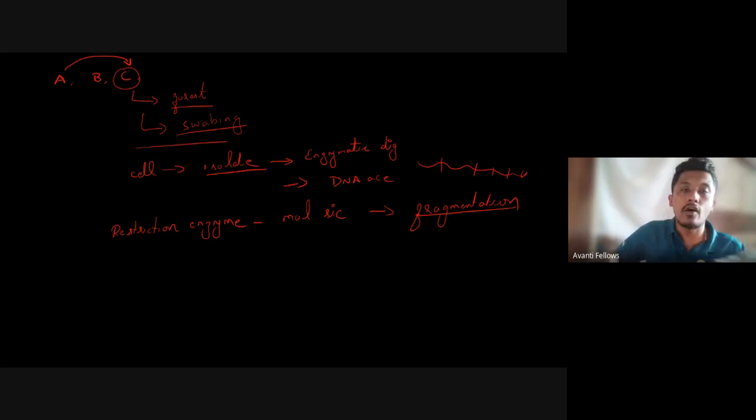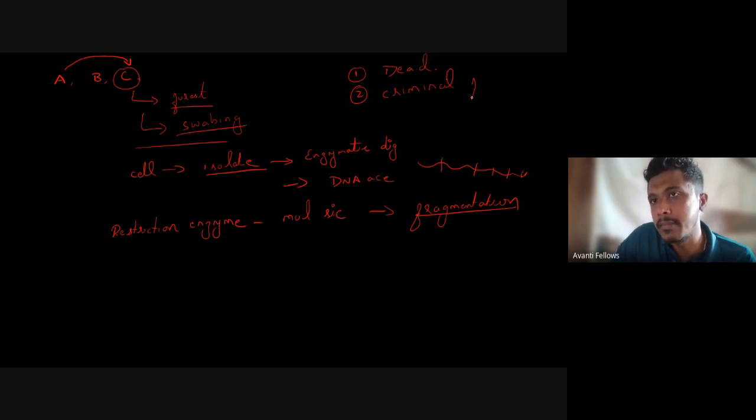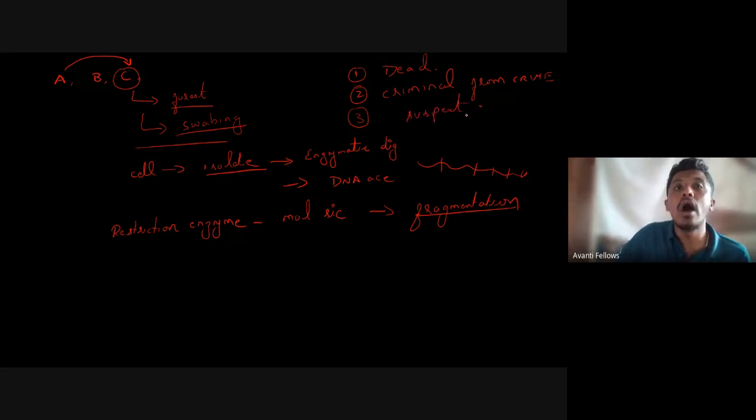Just imagine, we have gone through this process: cell isolation, enzymatic digestion, and we have the DNA, and then you fragment the DNA. For whose DNA are you doing this? That is a very important question. First, we have the dead person's DNA, and second, we have the criminal's DNA from the crime site. Next, we have a suspect's DNA.